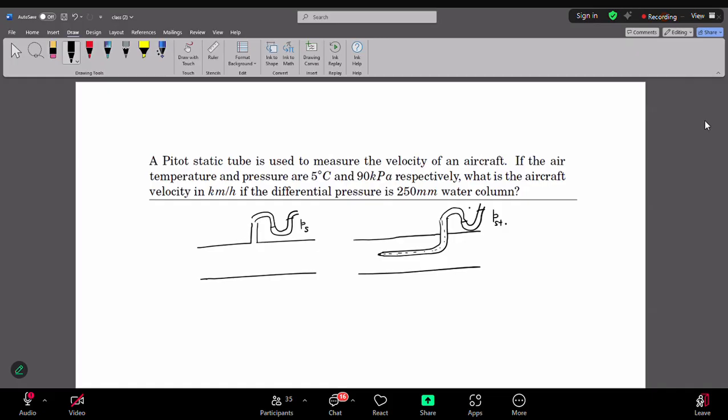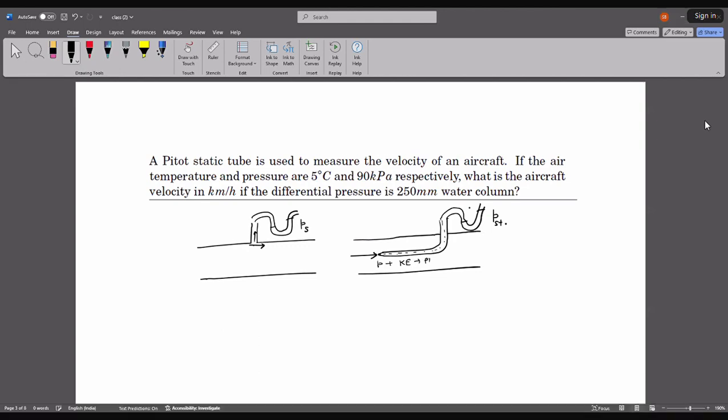Because the flow is in this direction, the pressure measurement happens in the normal direction. So the fluid molecules here do not come to rest. But at that point, the kinetic energy and potential energy both are converted into pressure energy. So you get a higher pressure measured here, that is known as stagnation pressure.